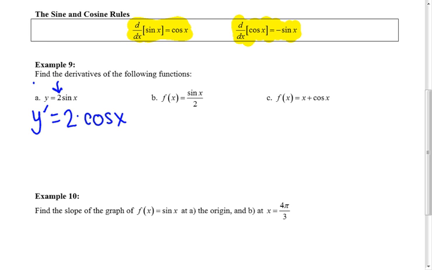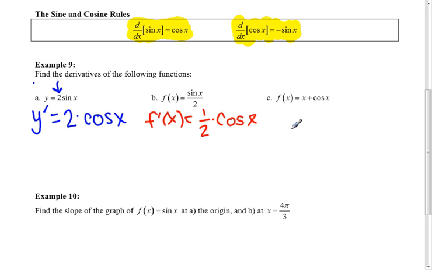Okay, on our second one here, we have sine of x divided by 2. We can also think of that as 1/2 times the sine of x. So we have f prime of x this time, using that notation, bring that constant right along, and the derivative of sine of x is cosine, again. So our derivative of sine of x over 2 is 1/2 times cosine x.